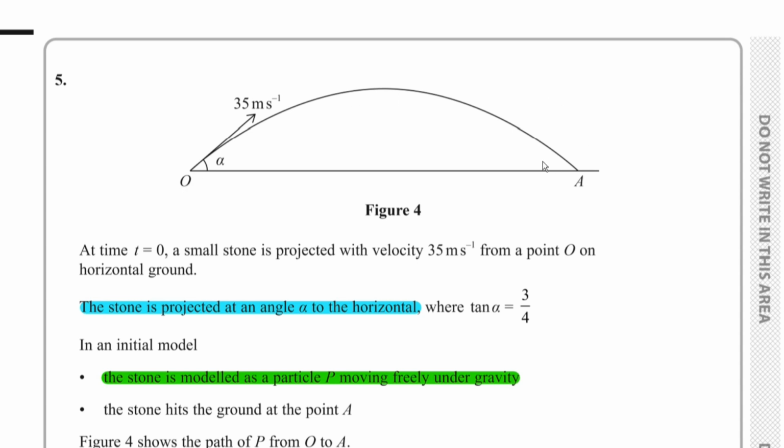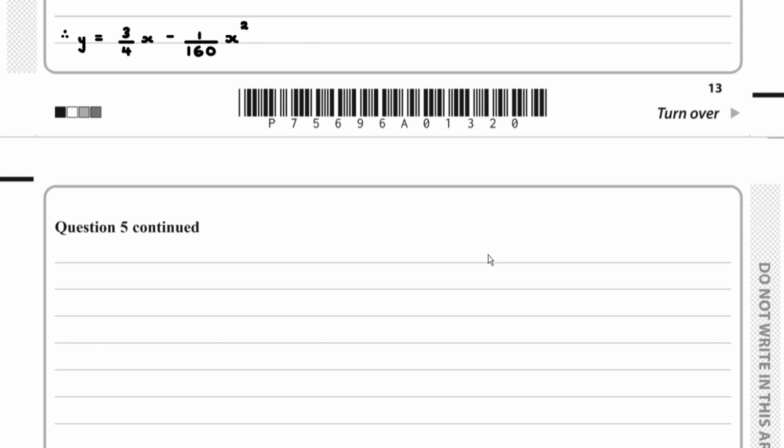Essentially, we are solving a quadratic equation and we are finding this intersection point here with the x-axis. Now, we've got y equals 3/4 x subtract 1 over 160 x squared. I'm going to factorize out an x. So we have y equals x multiplied by 3/4 subtract 1 over 160 x. And if I set this equal to 0, I can find the x coordinates.